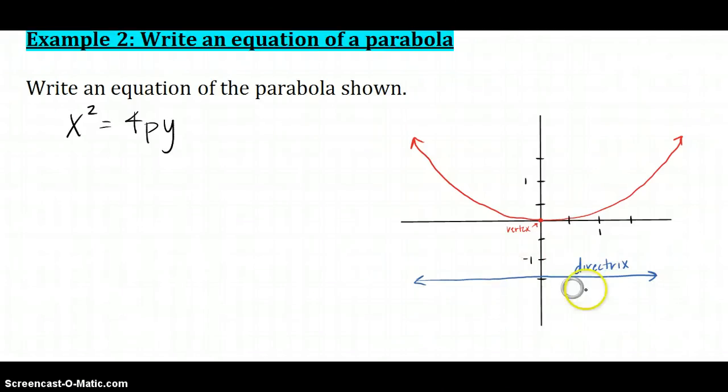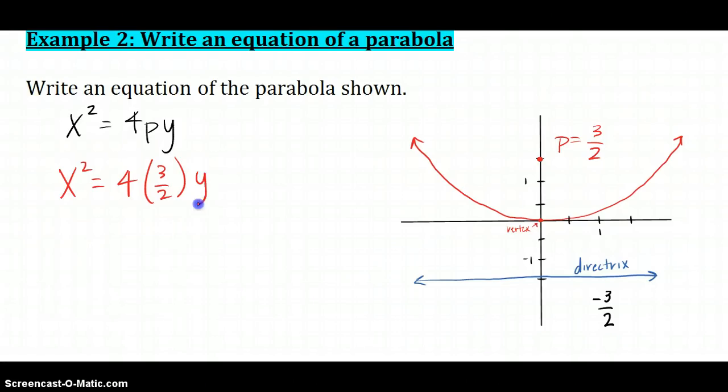If you look at your directrix is at -1.5. So -3/2. If you remember, the focus is the same number just flipped on the other side. So that means our p is right up here, and our p instead of -3/2 is a +3/2. So you just fill that into the equation. So x squared equals 4 times 3/2 y, and then simplify, and your equation is x squared equals 6y. And that's it. So those are pretty simple.